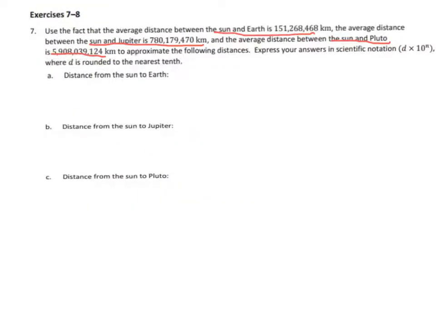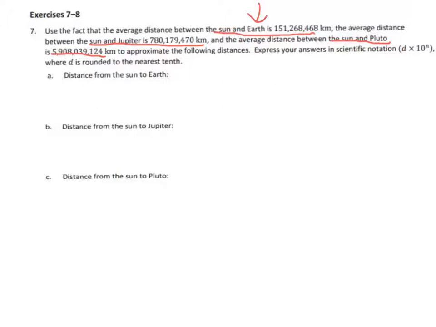Okay. In this question here, it says use the fact that the average distance between the sun and the earth is this, 151 million, whatever, 268,468 kilometers. The average distance between the sun and Jupiter is this. The average distance between Pluto and the sun is this, okay? So answer the questions here, express each in scientific notation, and round the D to the nearest tenth. So we're approximating here. We're not actually doing the big thing. So sun to earth is this first one right up here.